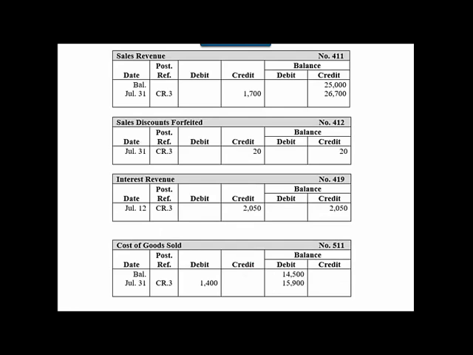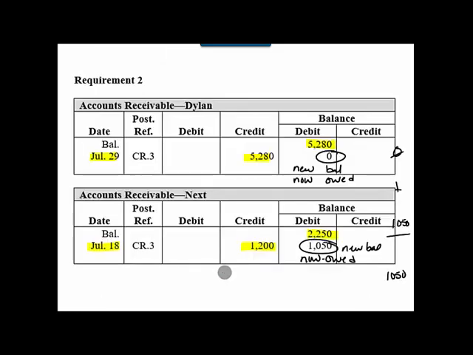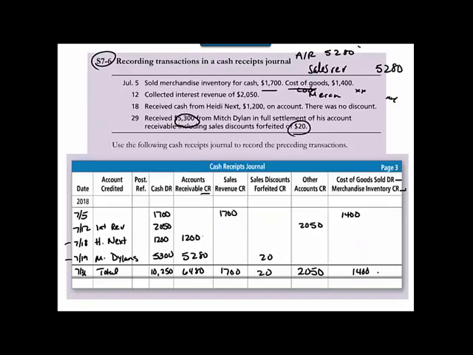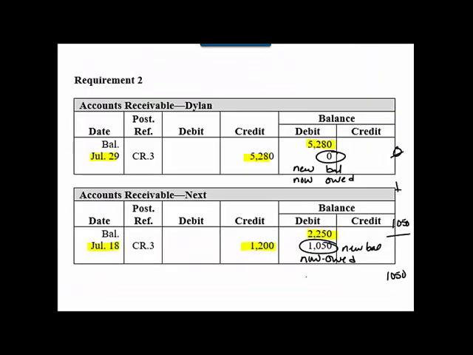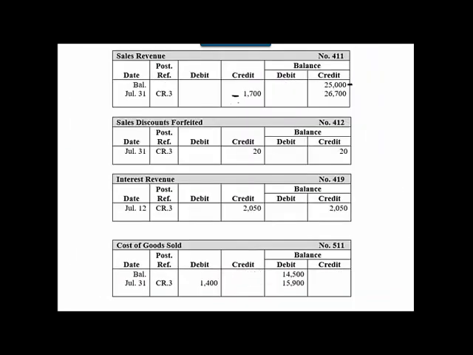journal. Sales revenue started with a credit balance of 2,500. I credited another 1,700, and that's right here, right? That's where that credit came from. It says right here, I credited sales revenue for a total of 1,700. So that's what I post to this ledger right here. And my new balance is 26.7.